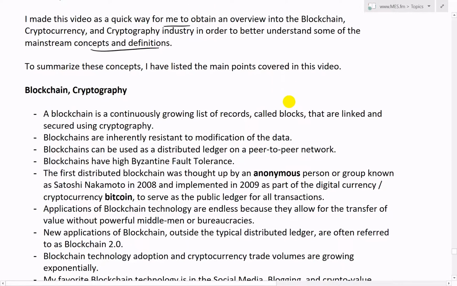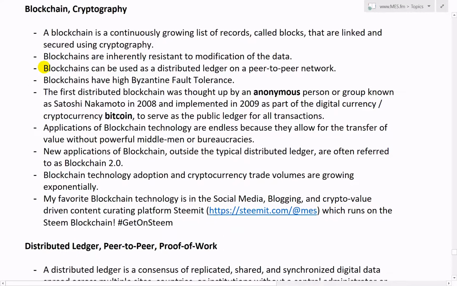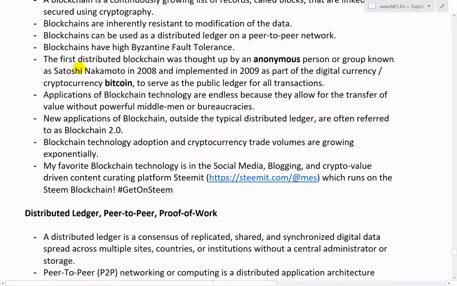To summarize these concepts, I've listed the main points covered in this video. So, blockchain and cryptography. A blockchain is a continuously growing list of records called blocks that are linked and secured using cryptography. Blockchains are inherently resistant to modification of the data. Blockchains can be used as a distributed ledger on a peer-to-peer network. Blockchains have high Byzantine fault tolerance.